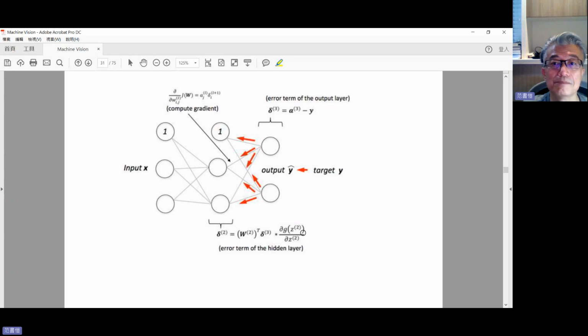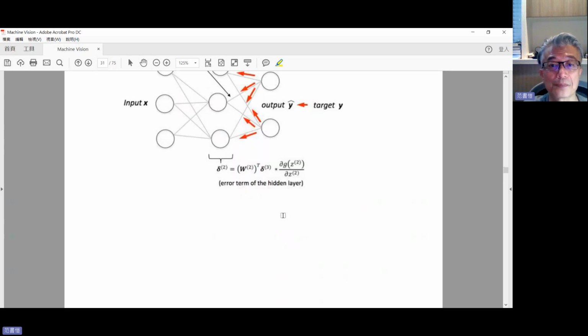And so the error term of the output layer can be considered delta 3, equal to the A3 output minus Y. Here there's delta 3, and this is delta 2, which is the error term of the hidden layer. Based upon the relationship, it can be solved by using the chain rule. Okay.